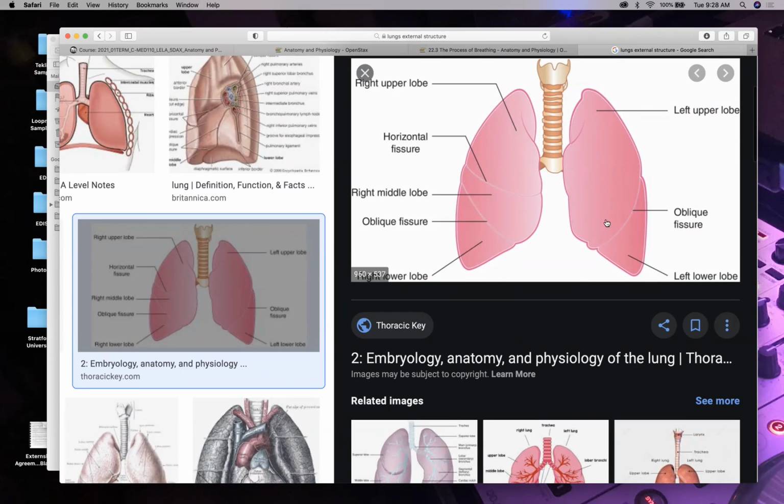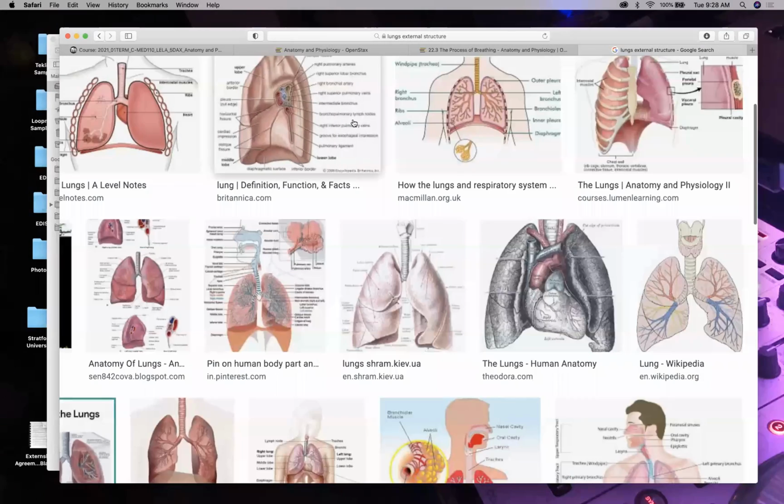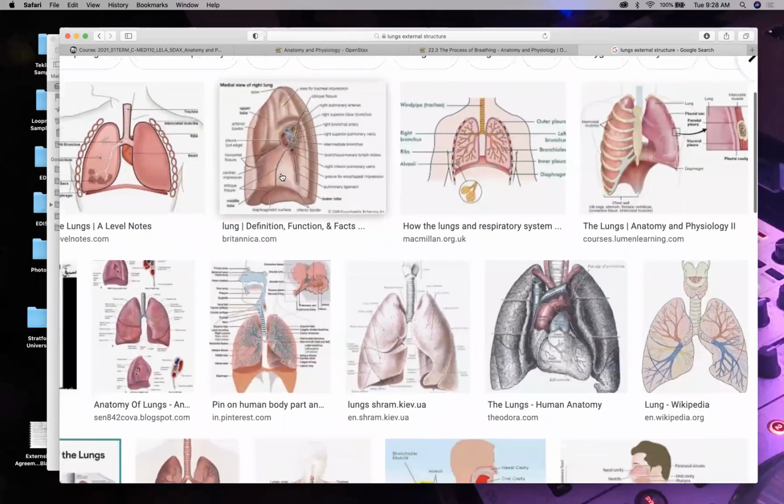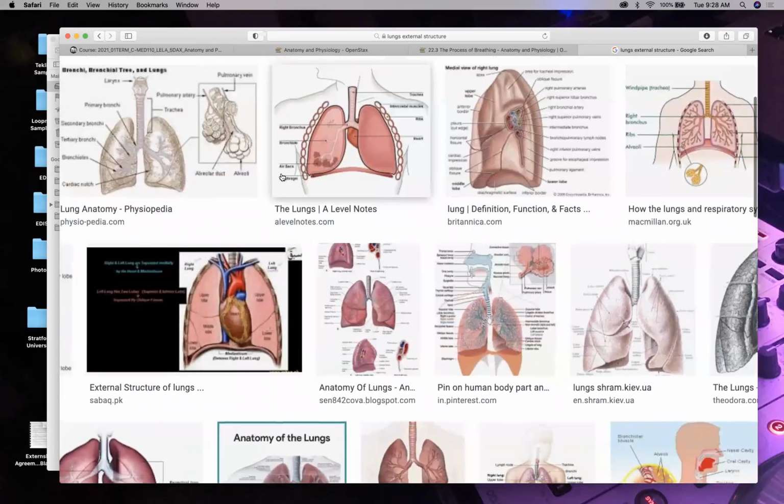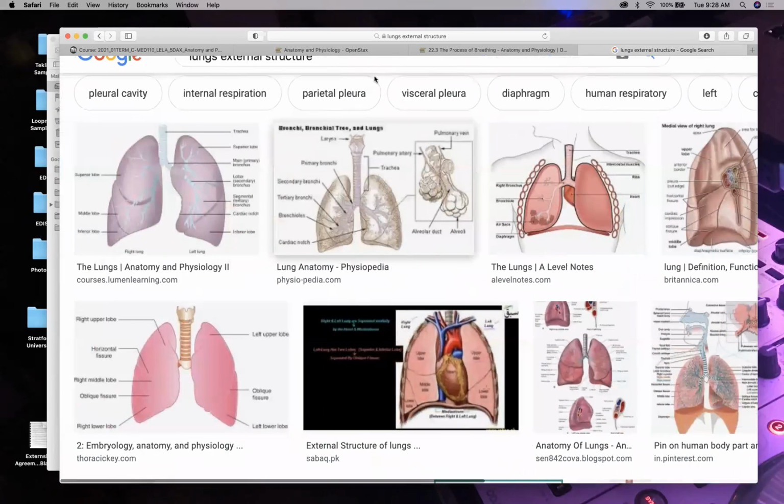The way I remember it is that both of them have obliques. This one has a horizontal, and this only has two lobes because the left side has a heart notch somewhere in here, right? And then the right side, 1, 2, 3, horizontal lobe and oblique fissure. Okay. Anything else? Nope.